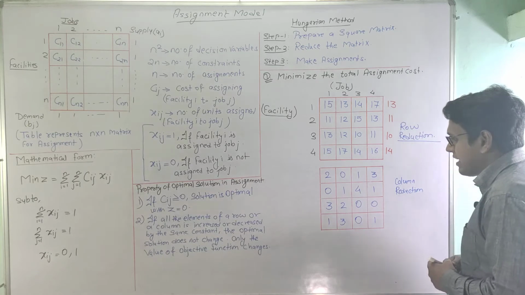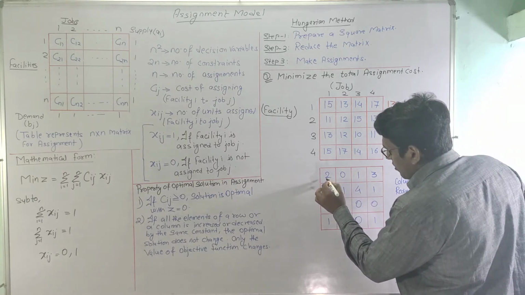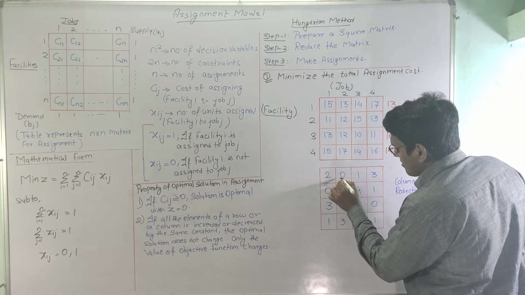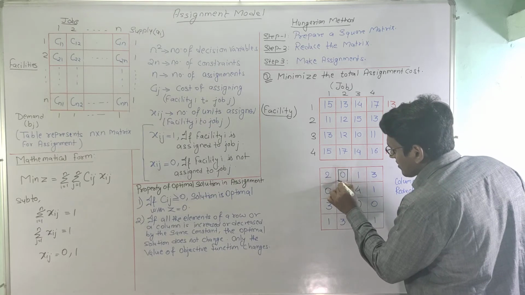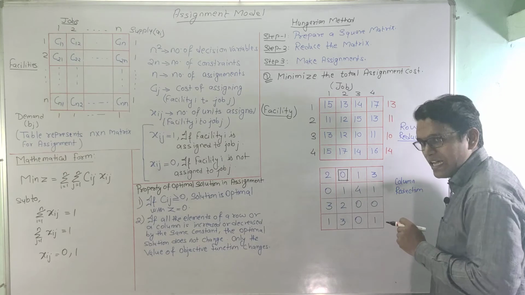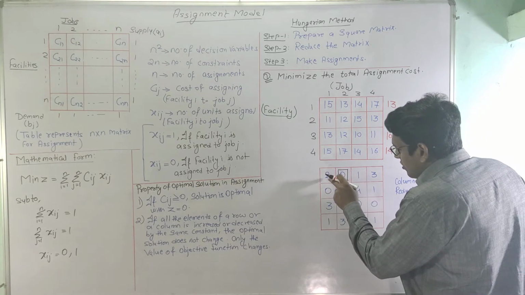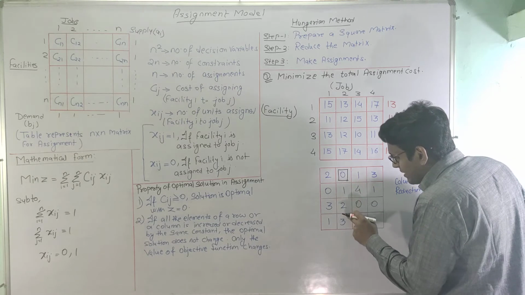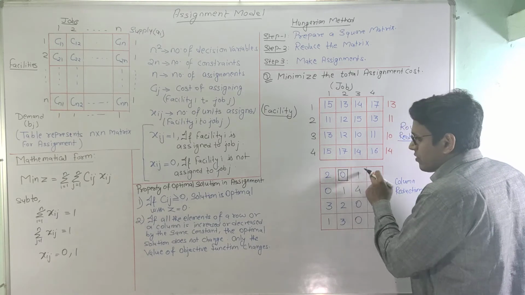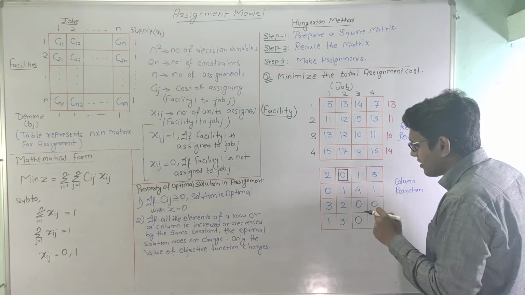So let us start assigning. When we move from row 1, we can see that this is a single 0 here. That means we can assign this, and once this has been assigned, no more assignment can be done in this row and no more assignment can be done in this column. Just as we have discussed previously.